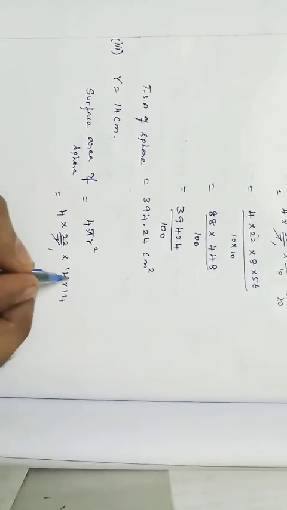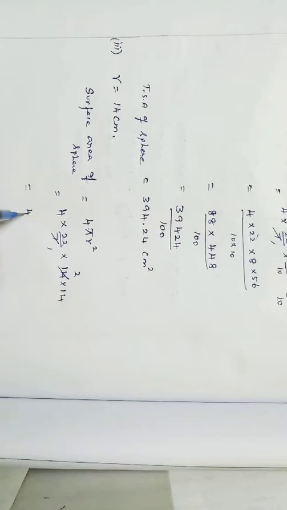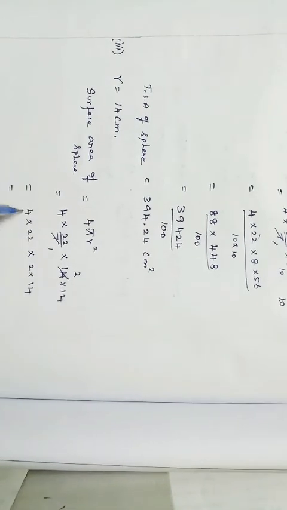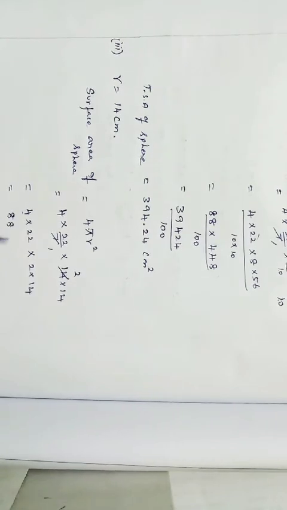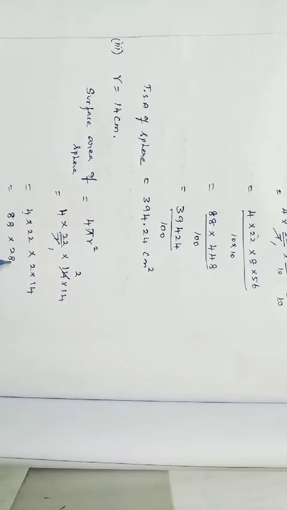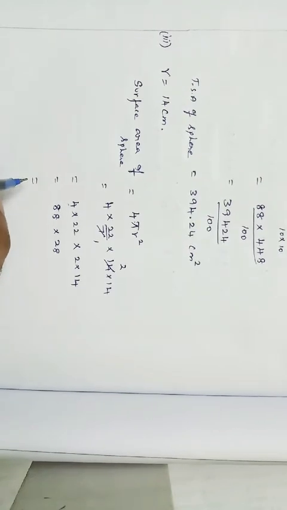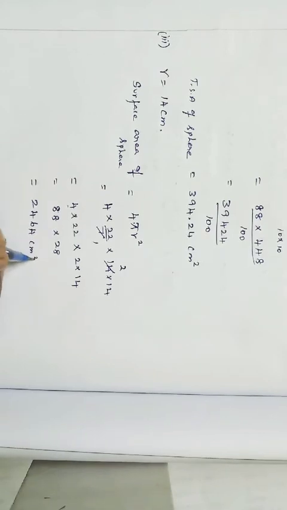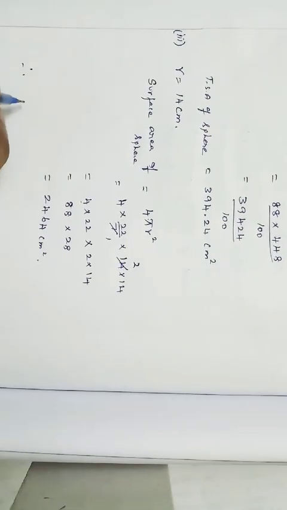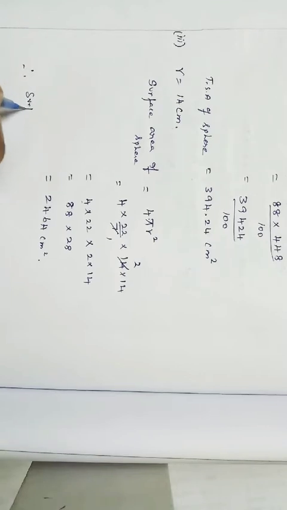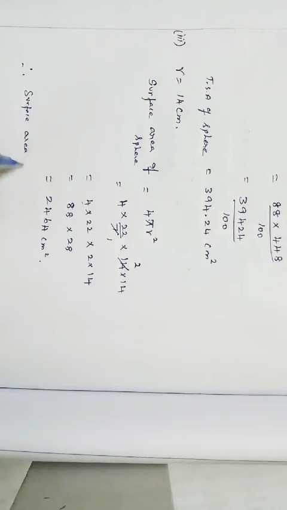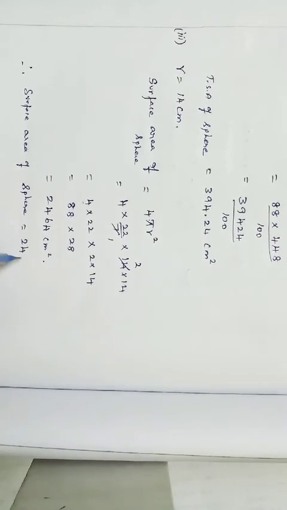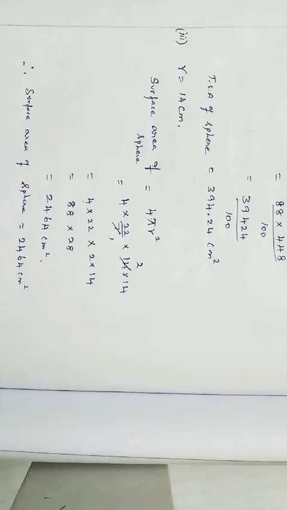Simplify. 1 times, 2 times, right? The remaining 4 into 22 into 2 into 14, right? 4 into 22, how much? 22 into 4, 88, into 2 14s are 28, right? Just multiply 88 into 28 is equal to 2464 centimeters square. Therefore, surface area of a sphere is equal to 2464 centimeters square, right?